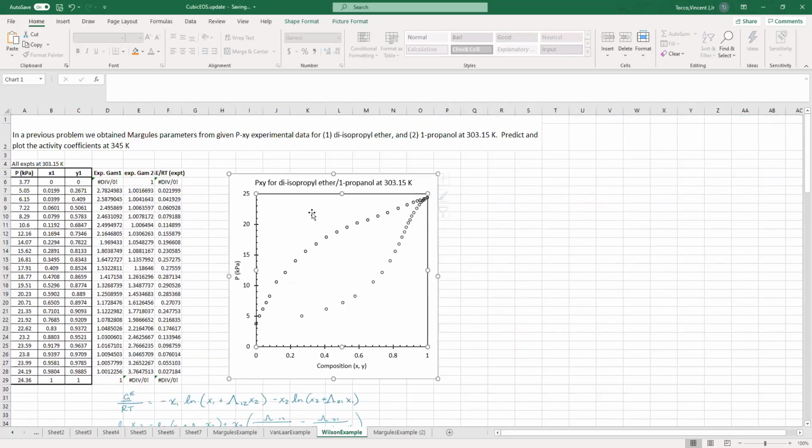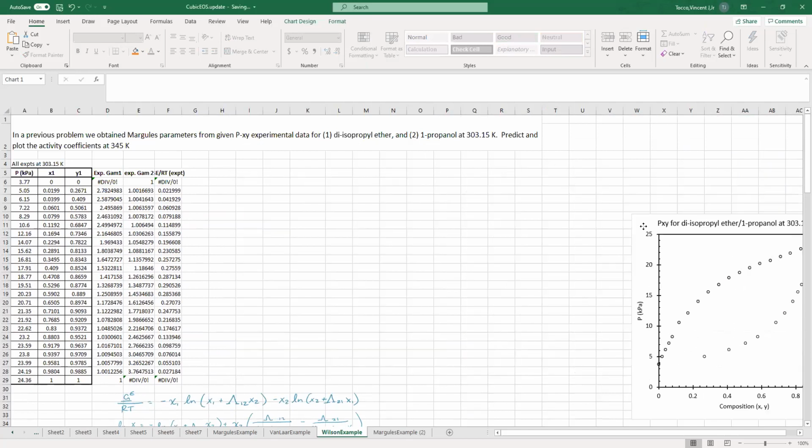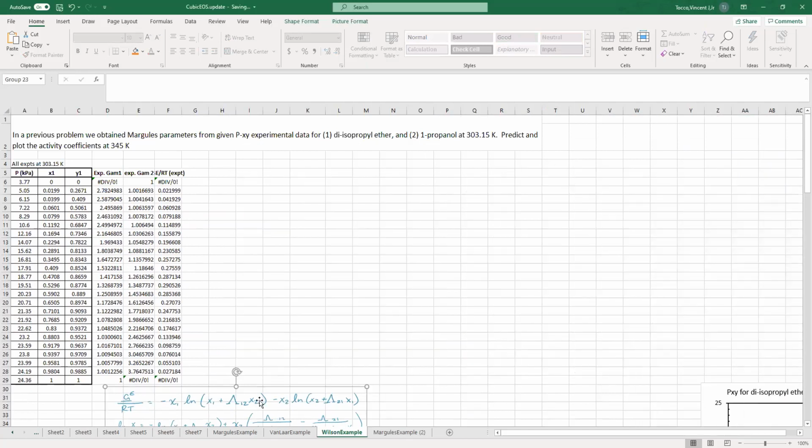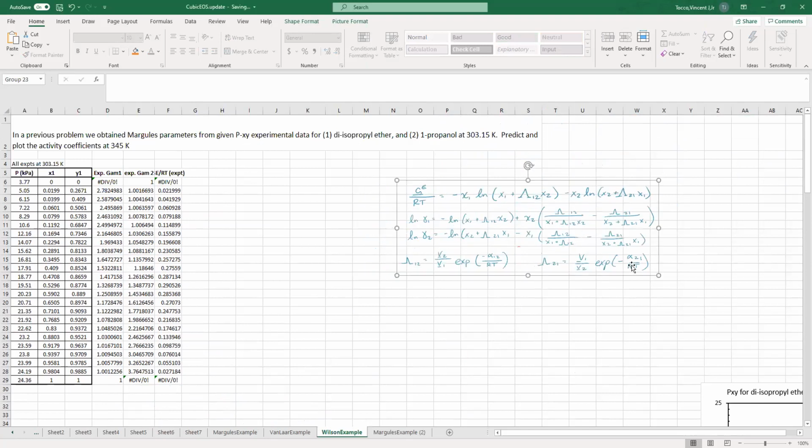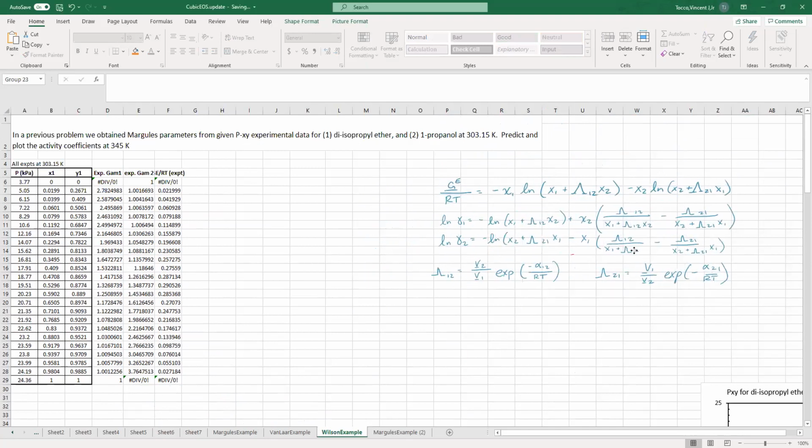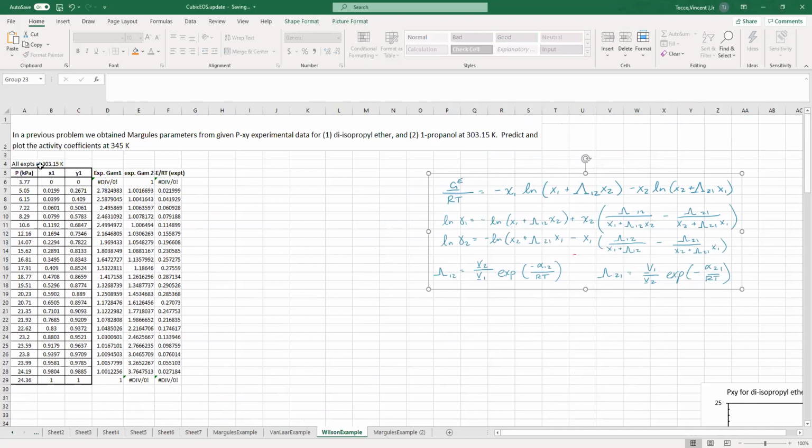And we're not going to need this plot anymore. This plot is just to show you what the experimental data looks like. What I need is the Wilson model, and I need to find what the activity coefficients are at 303 Kelvin first, and then extend them to 345 Kelvin. So let's go ahead and build our Wilson model.